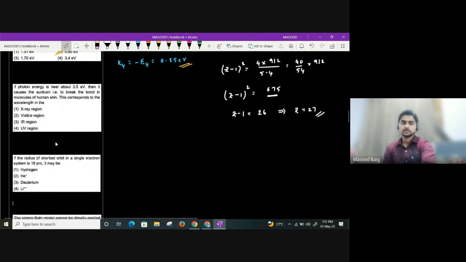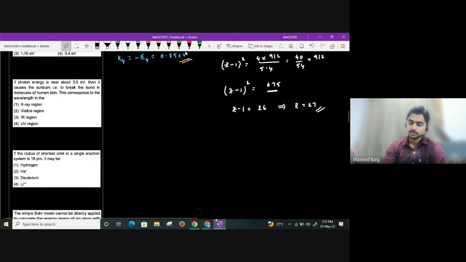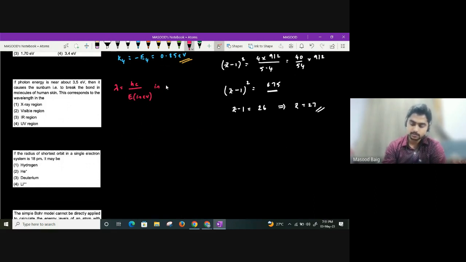Especially if you see, if a photon energy is near about 3.5 electronvolt, then it causes sunburn, that is, it breaks the bonds in molecules of the human skin. What wavelength does this correspond to, they are asking. There is something called the electromagnetic spectrum, guys. So whenever energy is given, how can I write wavelength again? I can write it as hc divided by energy. Energy should be taken in electronvolt, and I'll get the answer in angstrom, guys.